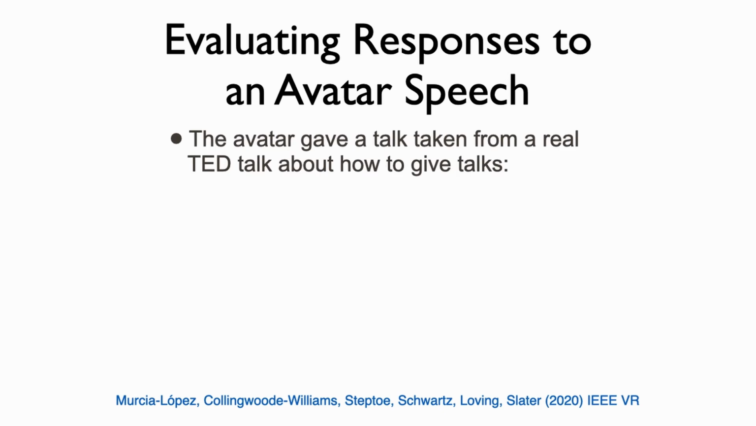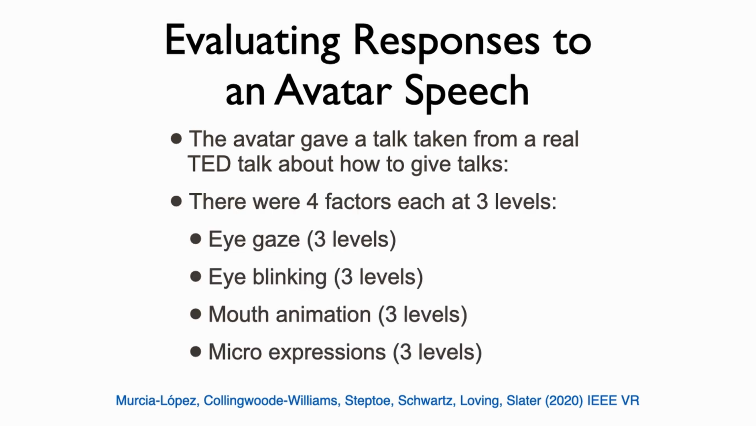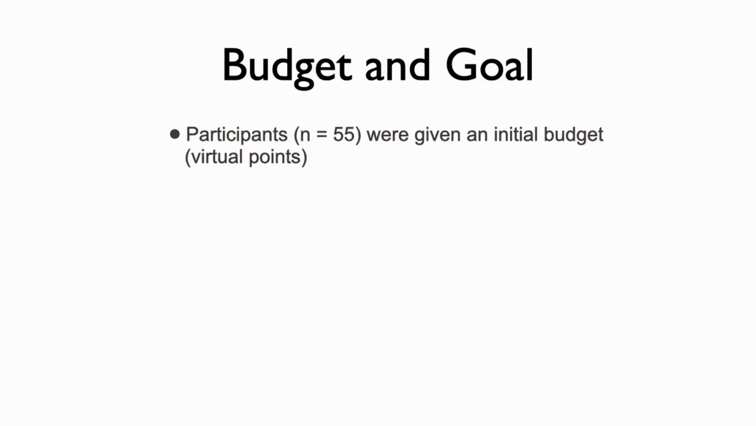We did another study. I joined together with some people from Facebook, where an avatar gave a talk. It was a real TED talk, and they were interested in how to give talks in virtual reality. There were 4 factors that we looked at, each with 3 levels: eye gaze, eye blinking, mouth animation, and micro expressions. This was just recently published in IEEE VR. And there were 55 participants.